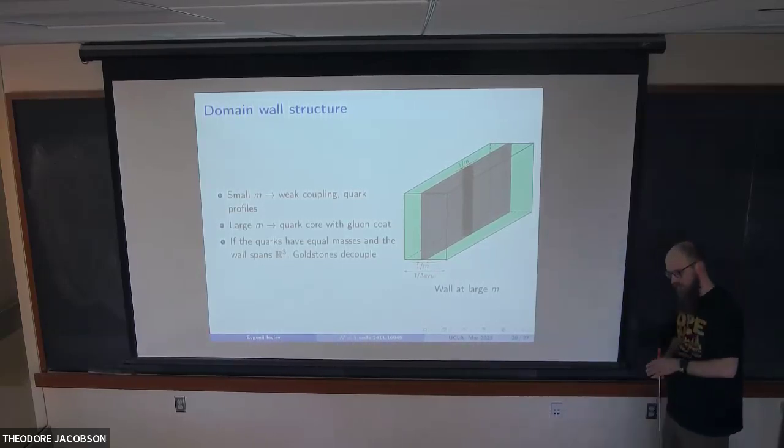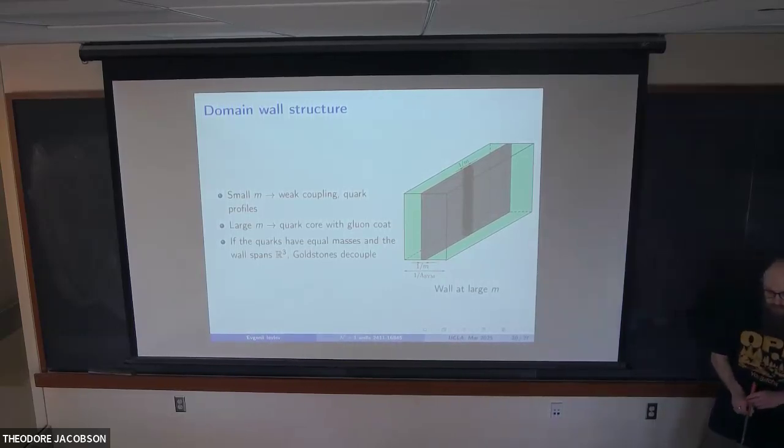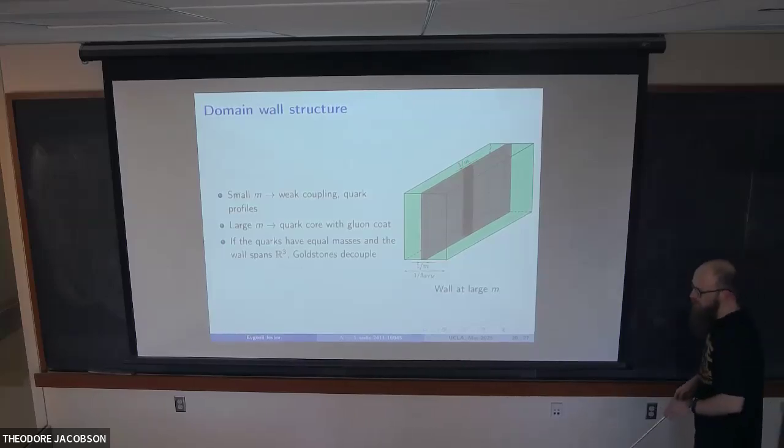Or in other language, if you are a low energy observer who has a UV cutoff that you cannot probe beyond, then the domain wall multiplicity disappears when the quark masses are roughly at your UV cutoff.